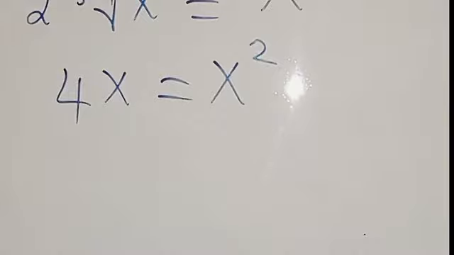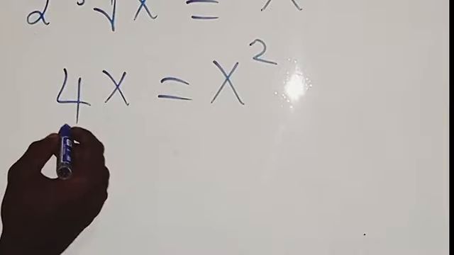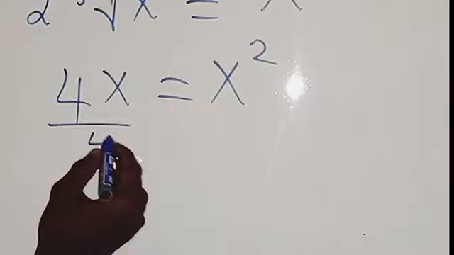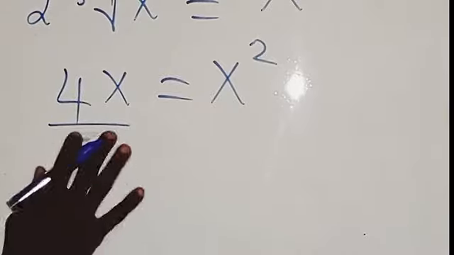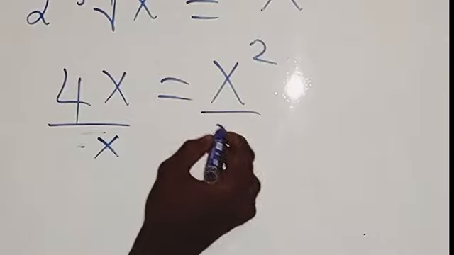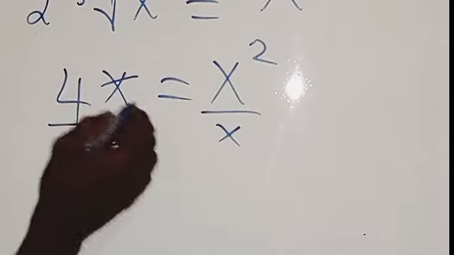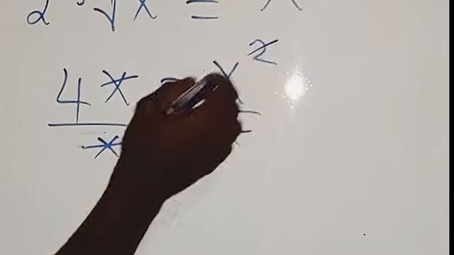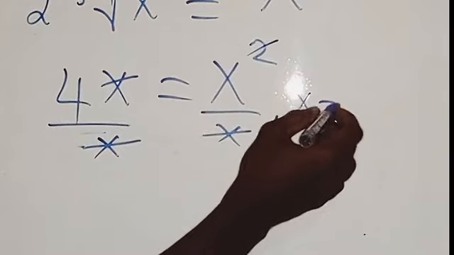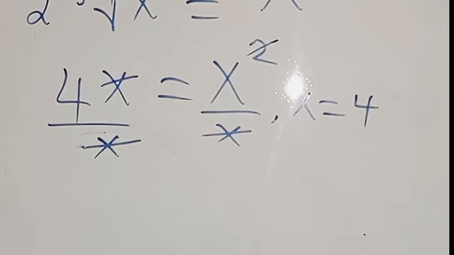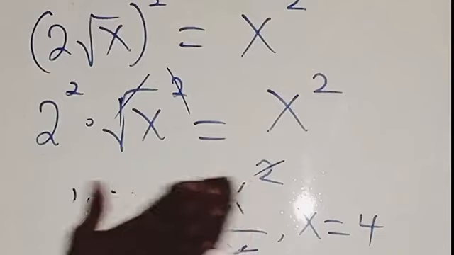Now, I know some people will do it like this: divide by 4 or divide by x, so that we cancel this and cancel this. We are now going to have x equals 4. So that is wrong. Please don't do that. If you do that, you shorten the solution. So this is what you are going to do.